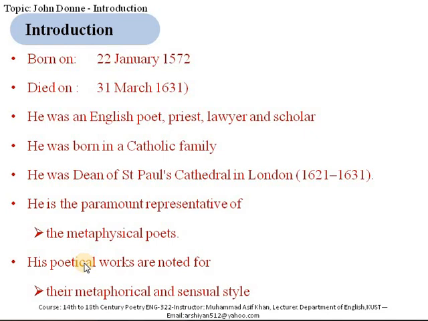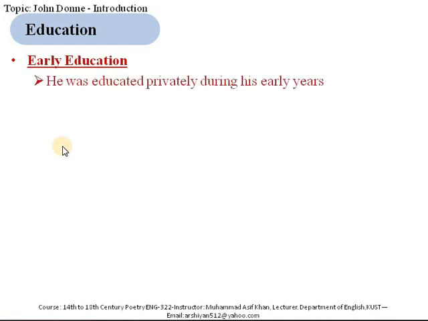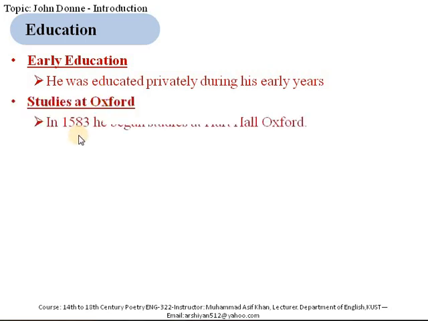Now let's move towards the education of John Donne. He got his early education privately because it was the normal trend that kids were often taught at home, and the same happened there. John Donne was educated privately during his early years. Then he was sent to the Hart Hall School at Oxford, in 1583 when he was 11 years old.